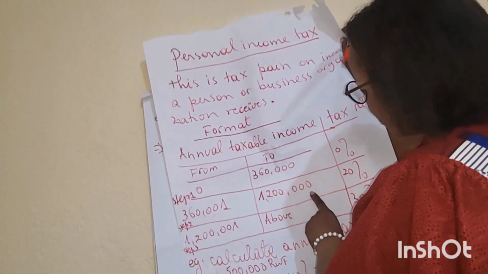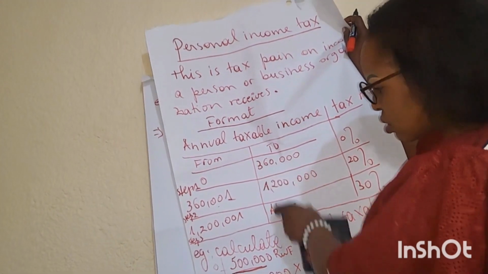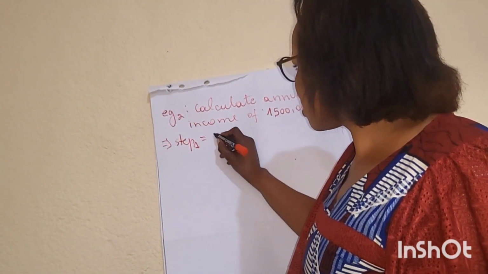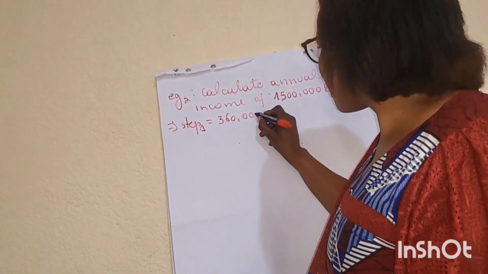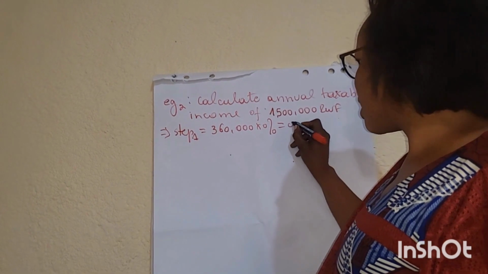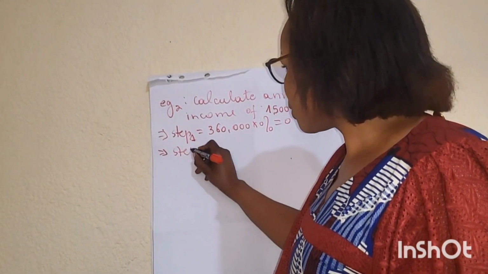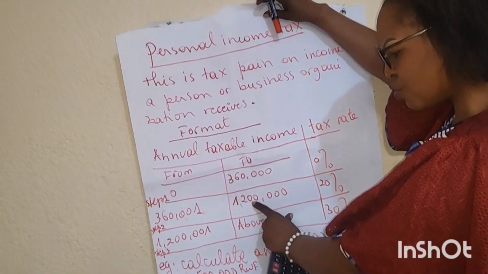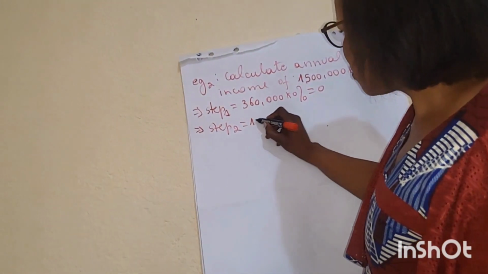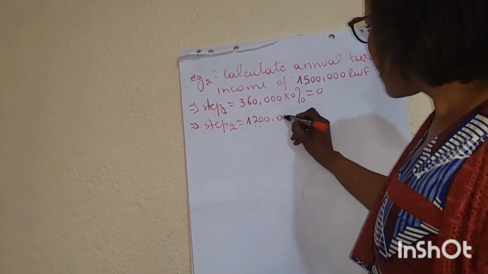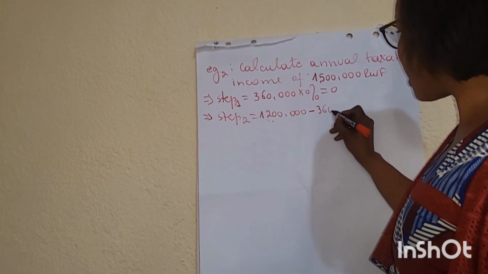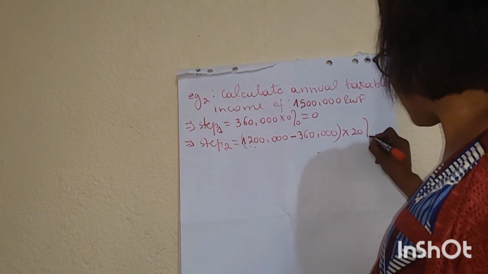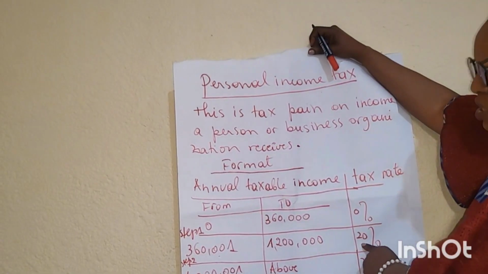Step 1, we have to use this amount. Concerning step 1, this means 360,000. Tax rate is 0, and total is 0. Step 2, we have to take 1,200,000 minus 360,000, because it is already calculated, times 20%, because in step 2 the tax rate is 20%.